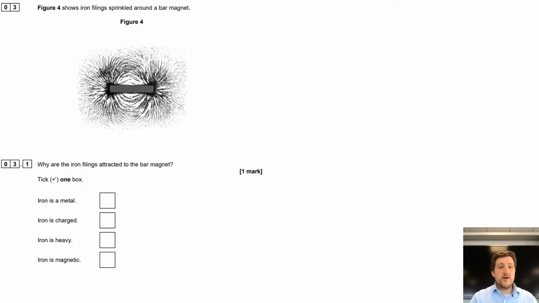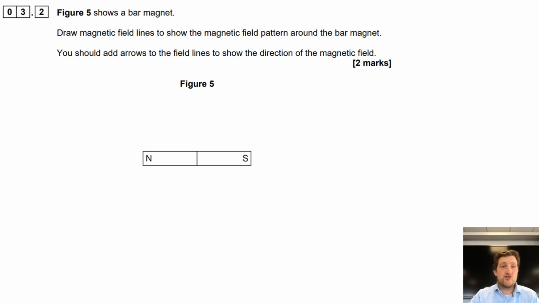Okay, question 3. Why are the iron filings attracted to the bar magnet? Well, iron is a metal, so again, that's not wrong. Iron is charged? It doesn't have to be. Iron is heavy? Again, that's right. But what are we looking for? We're looking for magnetism. So iron is magnetic, rather than necessarily the other ones, which aren't wrong, they're just not the right answer for this question.